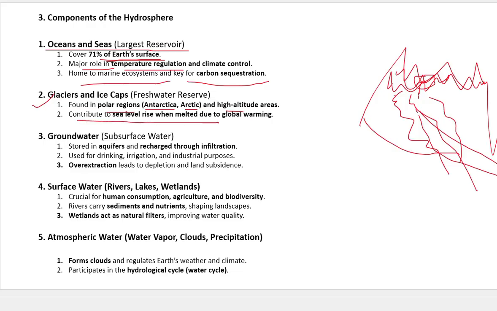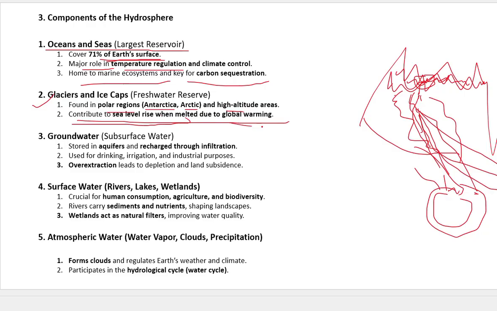contributes to sea level rise when melted due to global warming. Nowadays, climate change and global warming are happening. Because of global warming, the glaciers are melting very rapidly. As they melt rapidly, lots of water will be flowing very fast. Then this water obviously will reach the ocean. So the ocean level will increase, many rivers will be flowing into the ocean, then the water quantity or water level will rise. So that's what it means: contributes to sea level rise when melted due to global warming.